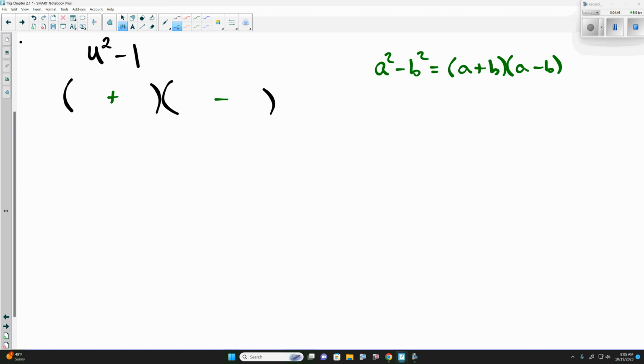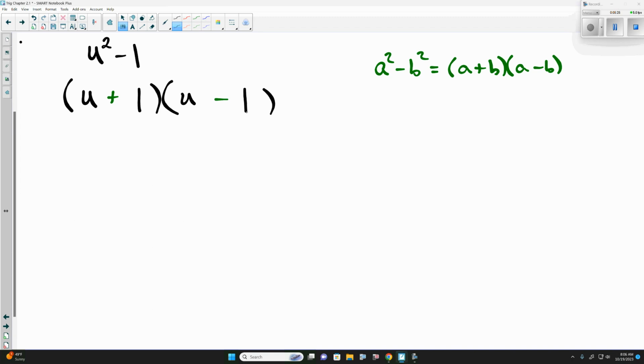So in our original problem, we would have plus and minus. Our u squared, our a, the term that's going in place of a, would just be u. And now we need our b term because we have 1, so we're really wondering what squared. Well, it's kind of an odd way to say it because what squared is 1. Let's just say 1. So u squared minus 1 factored is u plus 1 times u minus 1.